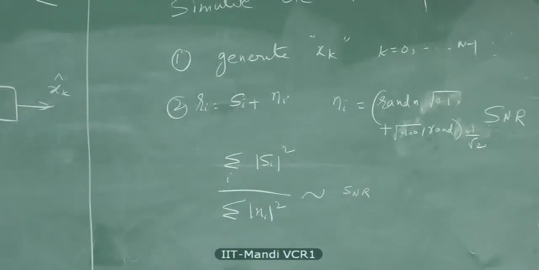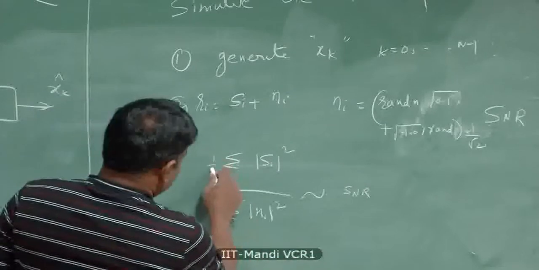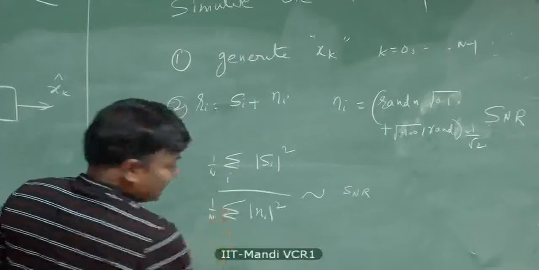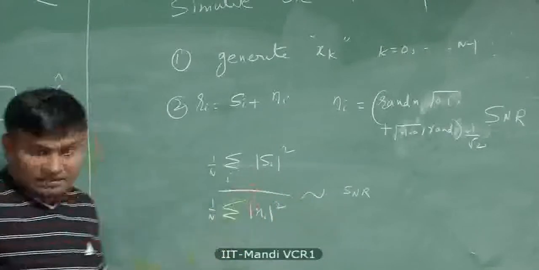The ratio should be close to the SNR. So you can also put 1 over n and 1 over n. It doesn't matter. That's the way of checking. So if there are any problems with normalization, it will show.